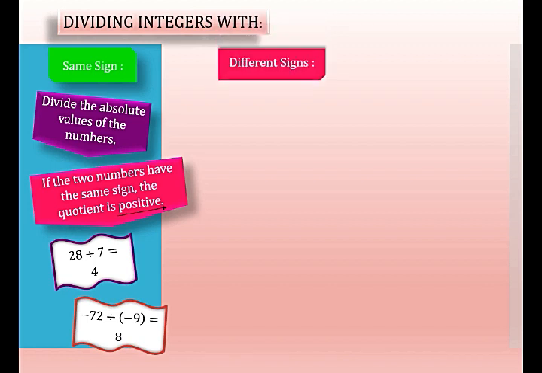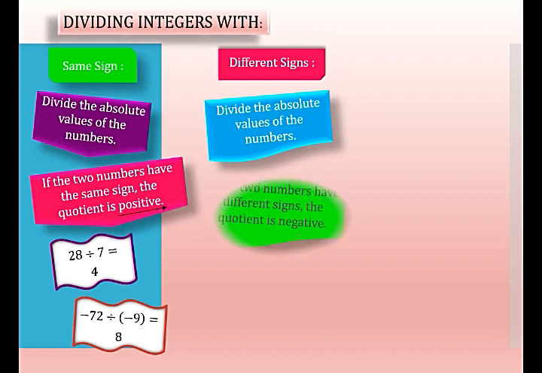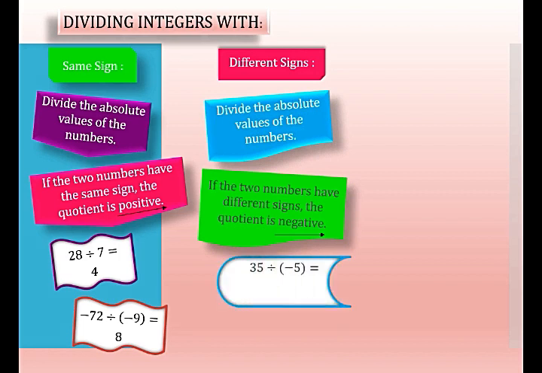What about dividing integers with different signs? Divide the absolute values of the numbers, and if the two numbers have different signs, the quotient is negative. Example, negative 35 divided by 5. Divide 35 by 5, so we have 7. Since they have different signs, we have negative 7. Next, negative 42 divided by 7. Divide 42 by 7, that is 6. Since they have different signs, we have negative 6.